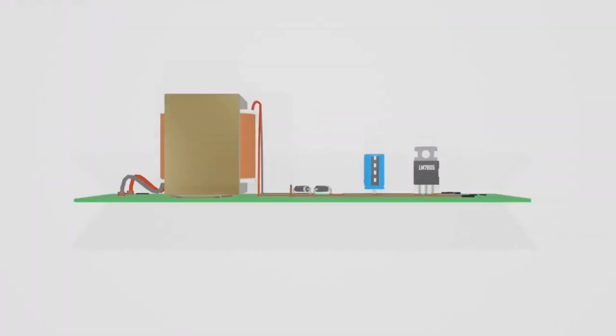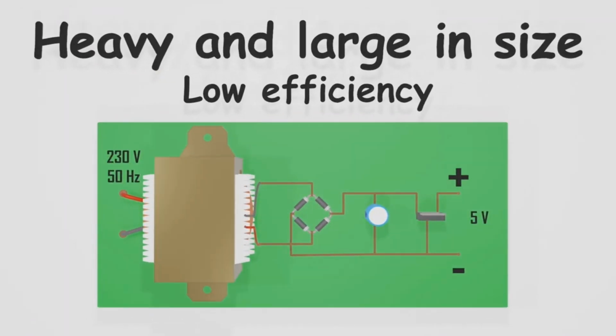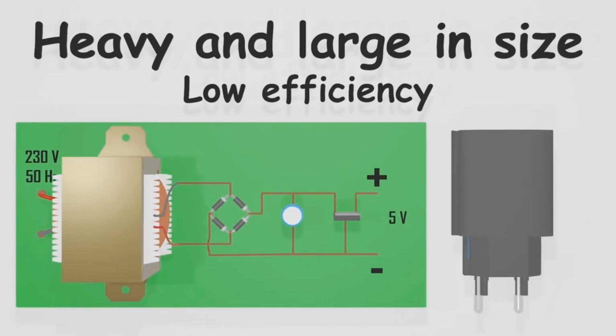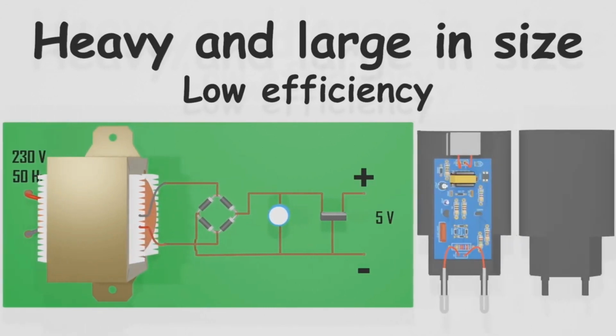But the problem with these kinds of power supplies is, even though they can convert the AC to desired DC, the efficiency is low. It normally wastes a lot of energy as heat, and moreover, they are heavy and large in size. That is why those are unfit for traveling chargers.